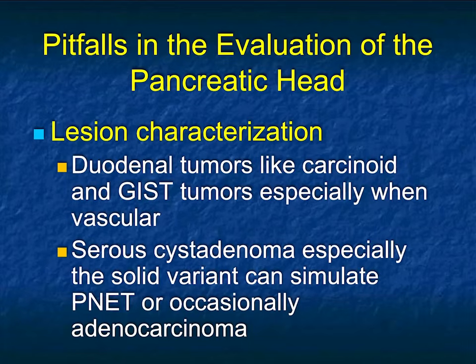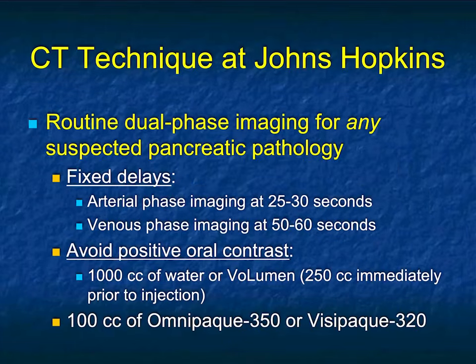We talk about serous cystadenoma. When they're large and cystic, it's not a difficulty, but there's a variant. About 5% of cases have what looks like a solid mass that's hypervascular. Looks like a neuroendocrine tumor. Can be somewhat challenging. Sometimes it's not that vascular, but can look like an adenocarcinoma. So again, there are these pitfalls that we're aware of.